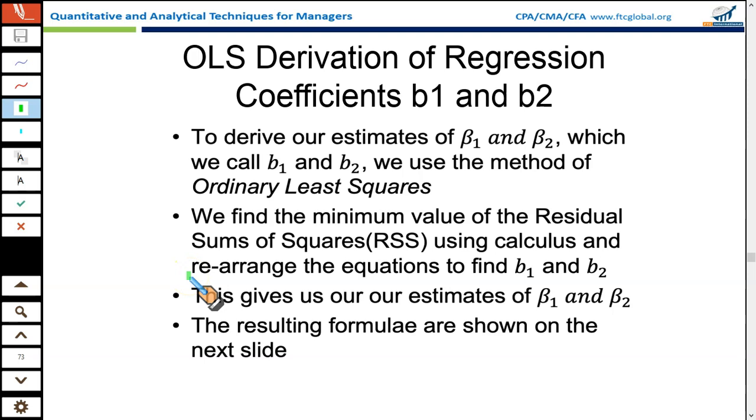All right, now let us derive the coefficients B1, B2 using OLS. To derive our estimates of beta 1 and beta 2, which we call B1, B2, we use the method of ordinary least squares. Let me take you to the next slide where we have actually calculated using formulas.